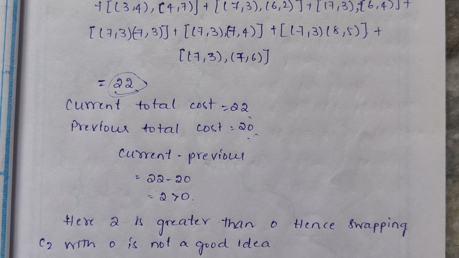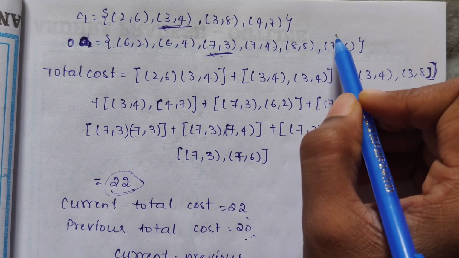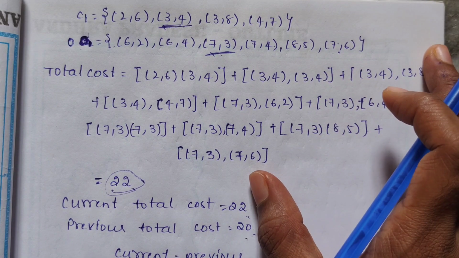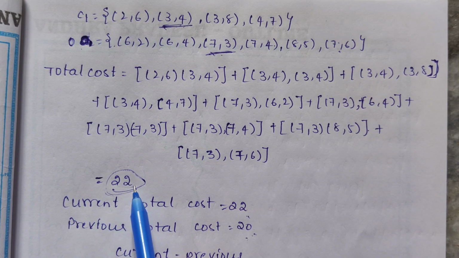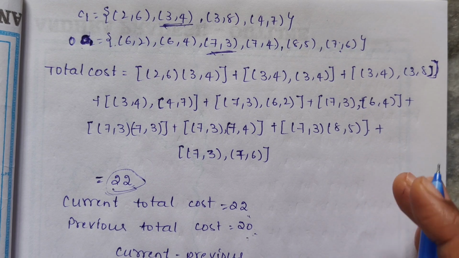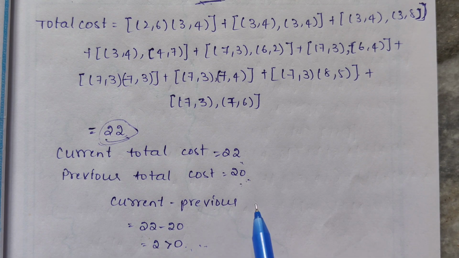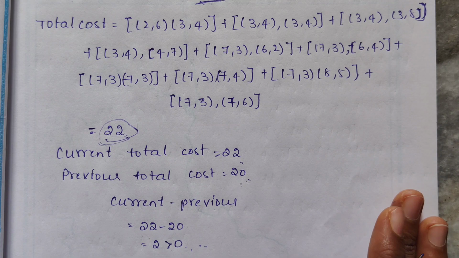After selecting the O cluster, we repeated the above step, like we calculated distances from cluster 2 to all the data points, right? Similarly, we calculated the distance from the O cluster to all the new data points, and after getting these 2 clusters, we found the total cost, and this is our current total cost, and we also have a previous total cost, and we subtracted those 2 total costs, and we got 2 as the answer. Here 2 is greater than 0, so we concluded that swapping O with C2 is not a good idea. This is about the K-Medoids algorithm.